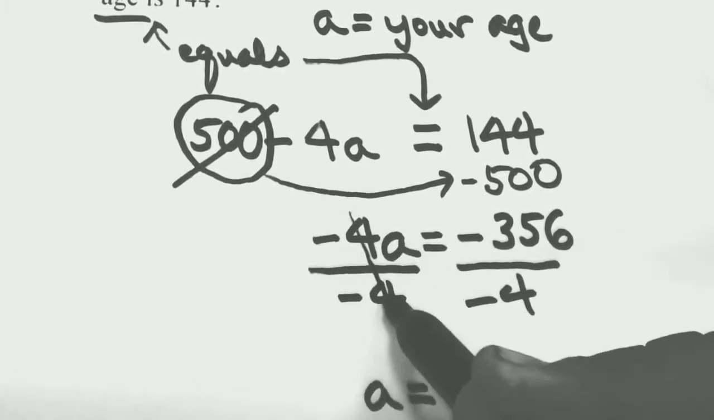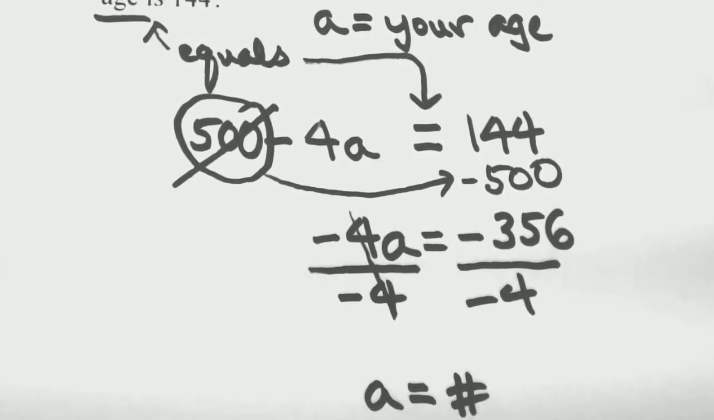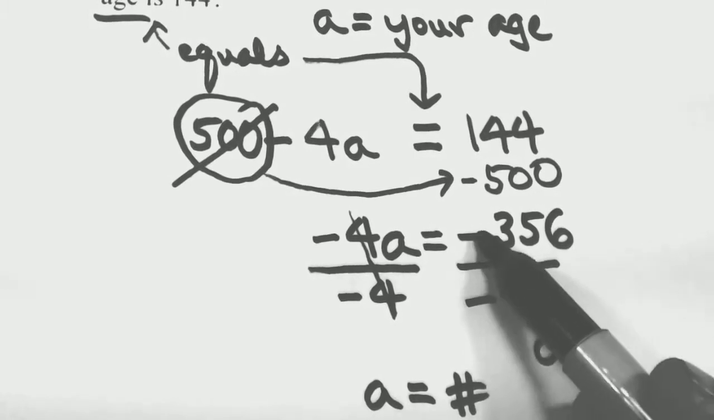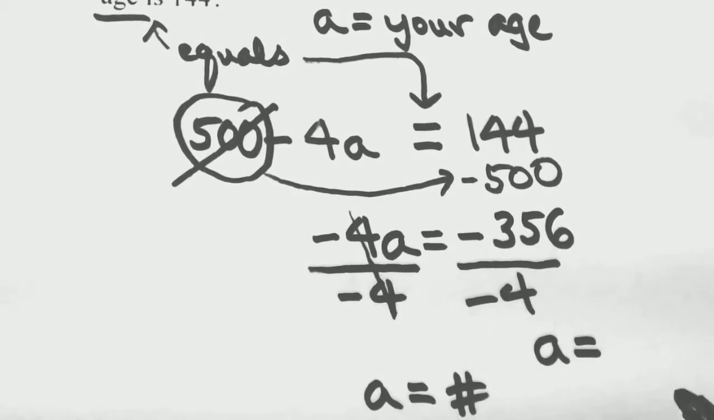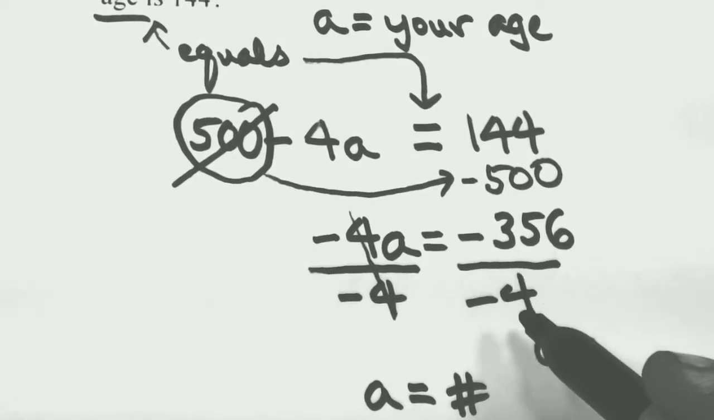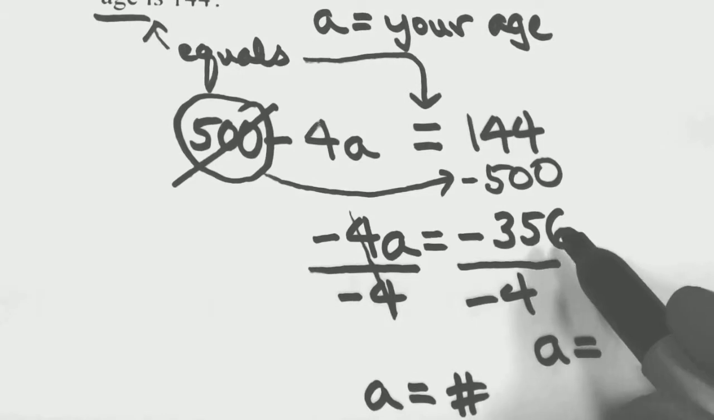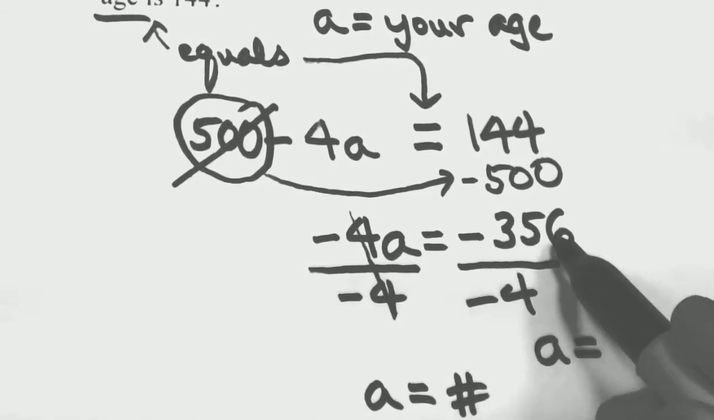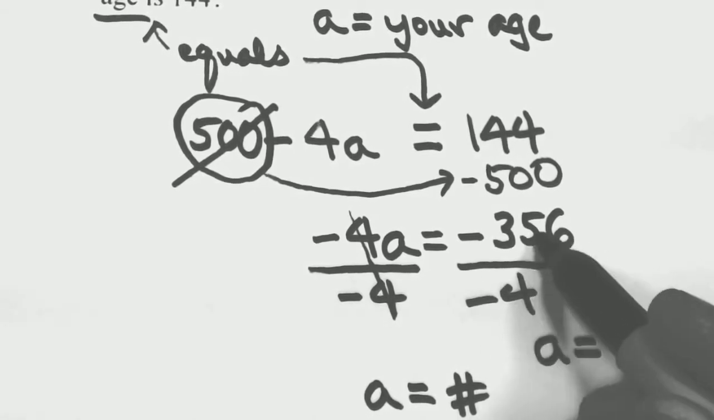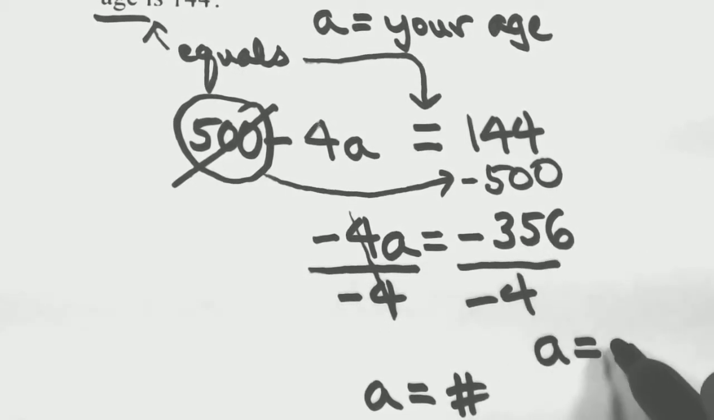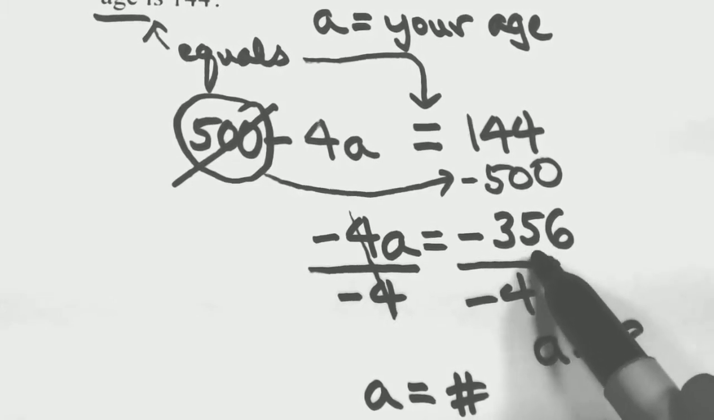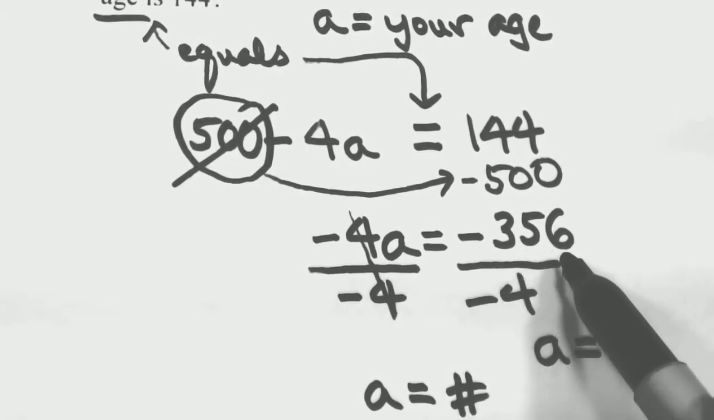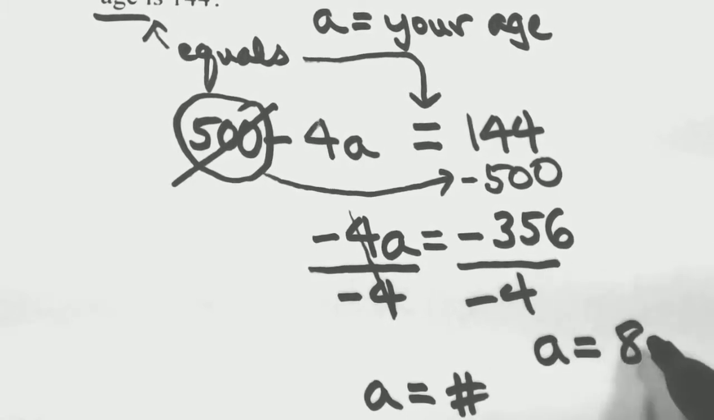Okay, over here on the left, the two 4's cancel out. The two minuses give me a plus, so I get A equals. Now notice, over here on the right, the two minuses will give me a plus, so we're going to get a positive age. That's a good thing. And let's see, 4 divided into 356. Well, 4 goes 8 times into 32, or into 35, I should say. That's 32. We end up with a 3 and a 6. 4 goes into 36 9 times.